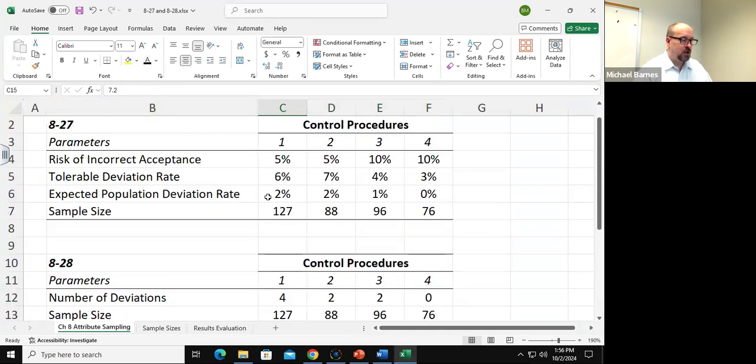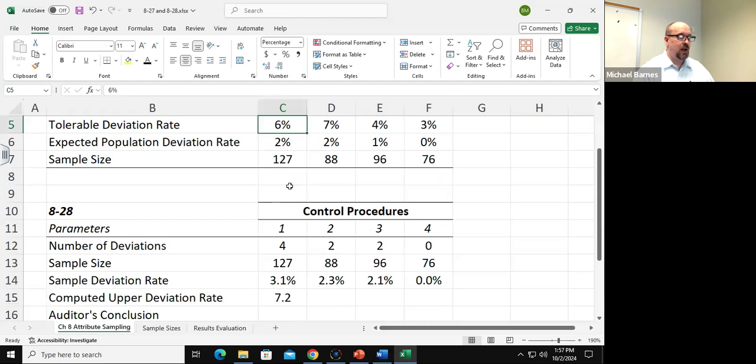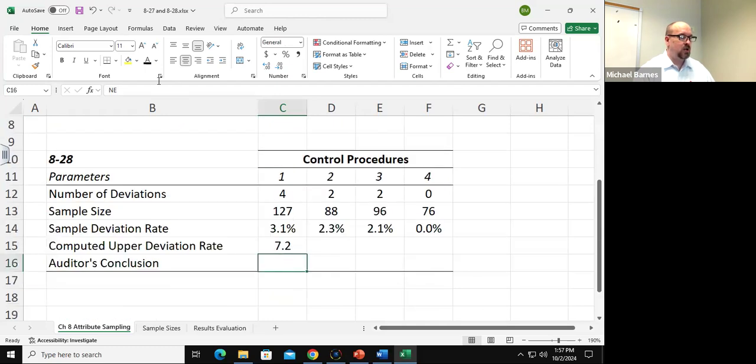If you remember, our tolerable deviation rate is 6%. So we can tolerate a 6% difference, but we're projecting the highest possible difference we can see in the population is 7.2%. What does that mean? It basically means that we cannot accept this control as effective because of that result. We're saying that the possibility of a population deviation rate of 7% is greater than the 6% tolerance that we have up here. So our conclusion is going to be not effective.